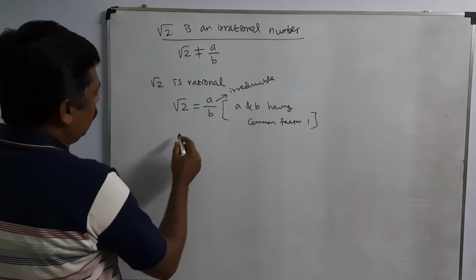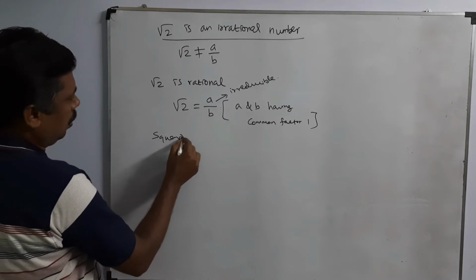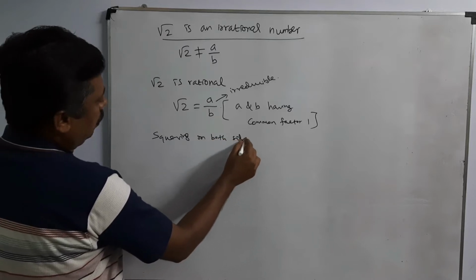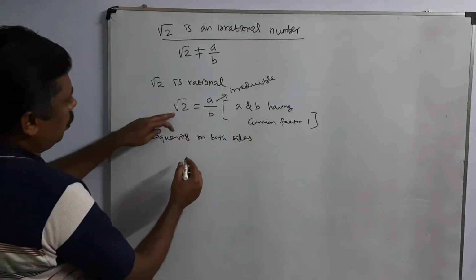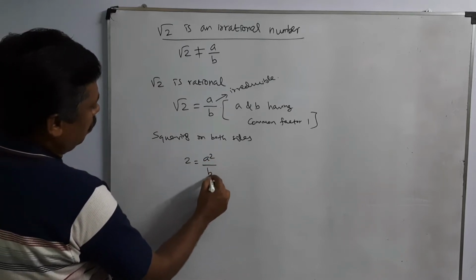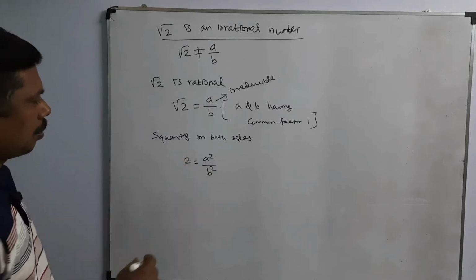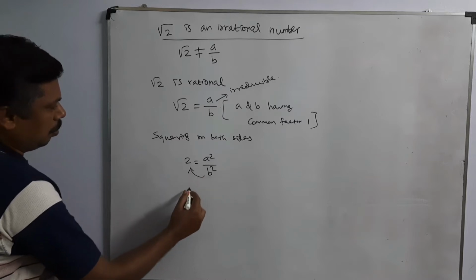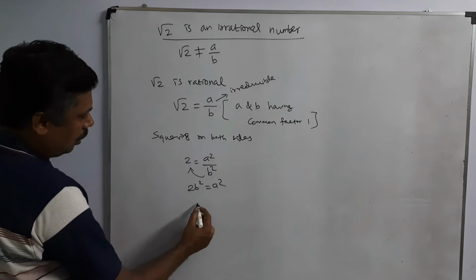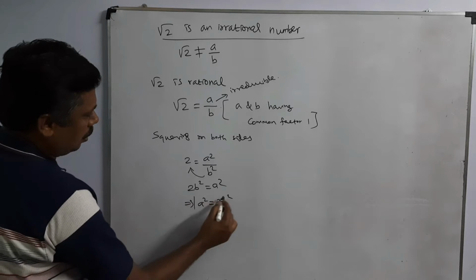Squaring on both sides, we get 2 equal to a square by b square. So 2b square equals a square. That is, a squared is 2b square.